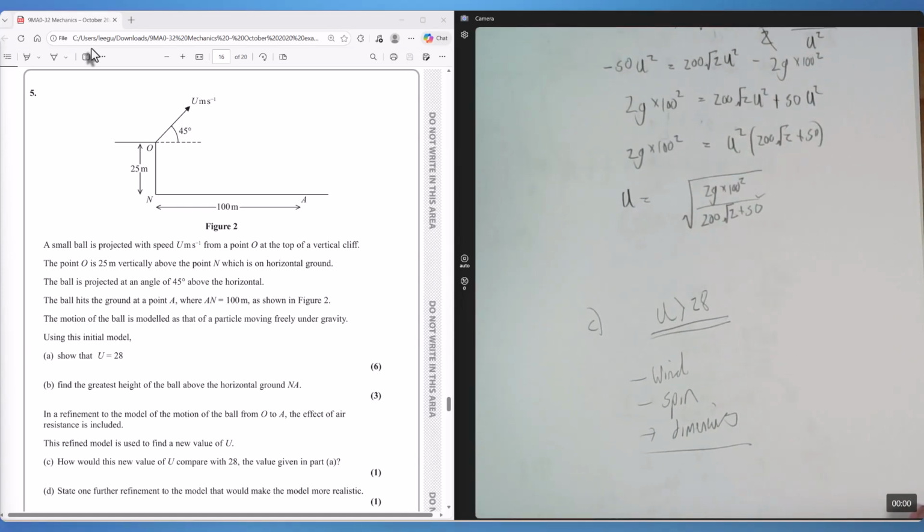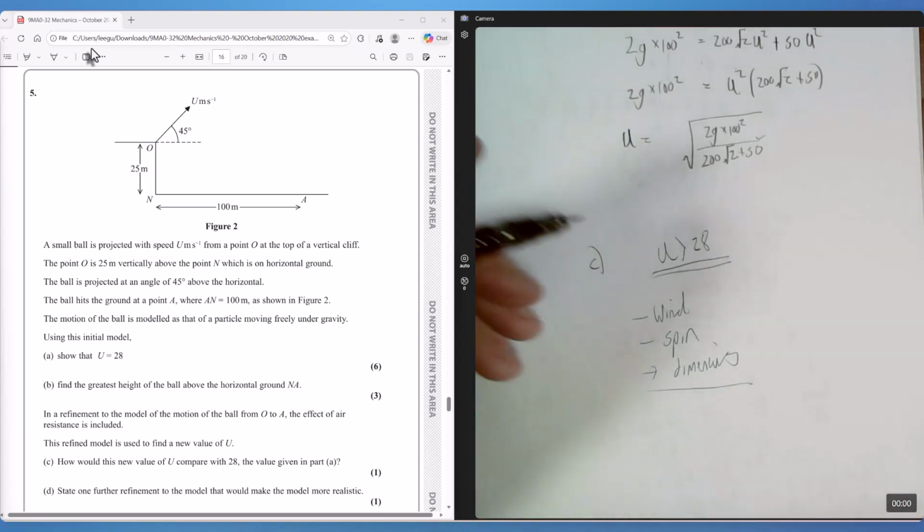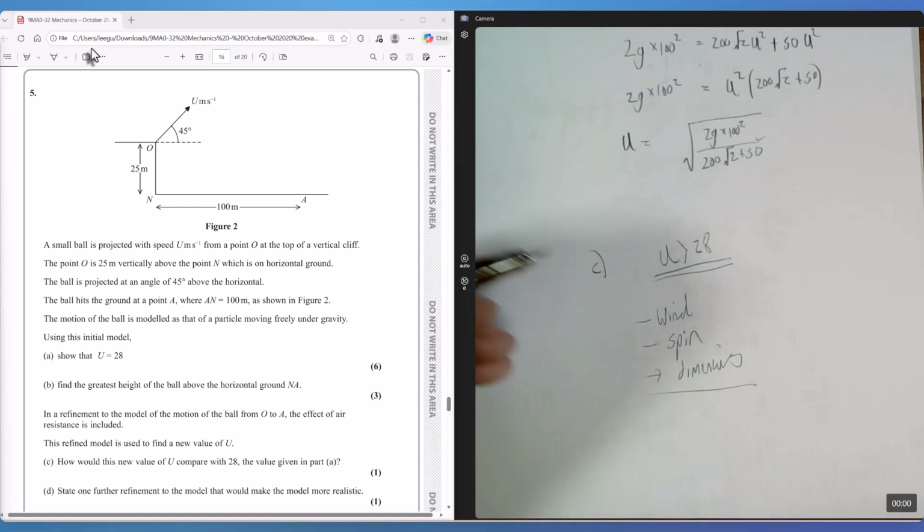And then last bit, it says, state one further refinement to the model which would make the model more realistic. Well, we could take into account the effects of wind, we could take into account spin on the ball, or we could take into account the physical dimensions of the ball.